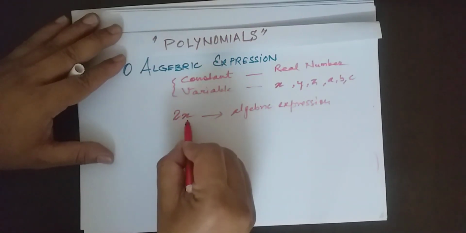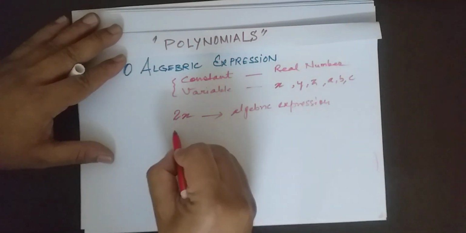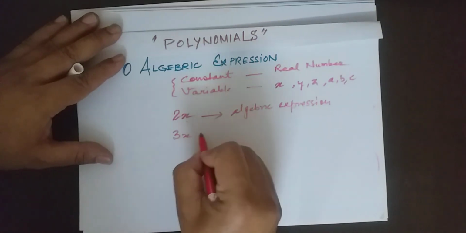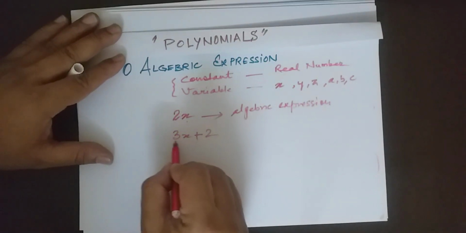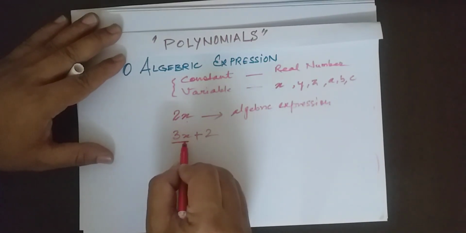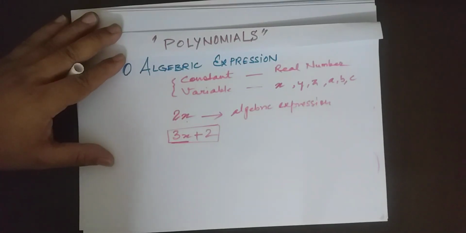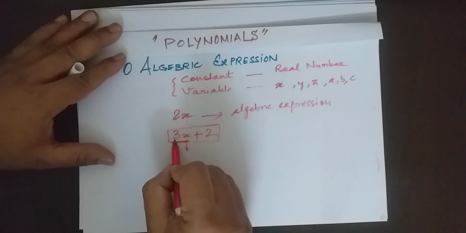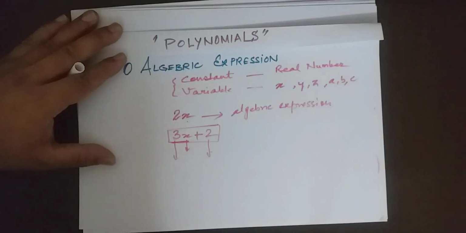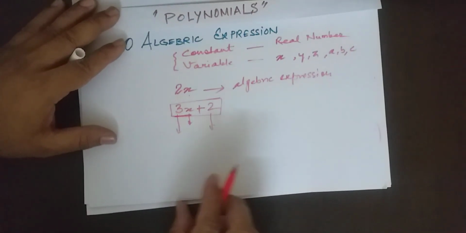Where 2 is a coefficient of x, at the same time x is a coefficient of 2. Now take another example, say 3x plus 2. Here 2 is a constant, again 3 is a constant, but here 3 is a coefficient of x. Again, this expression, which is made out of a combination of variable and constants, will be termed as an algebraic expression, right?